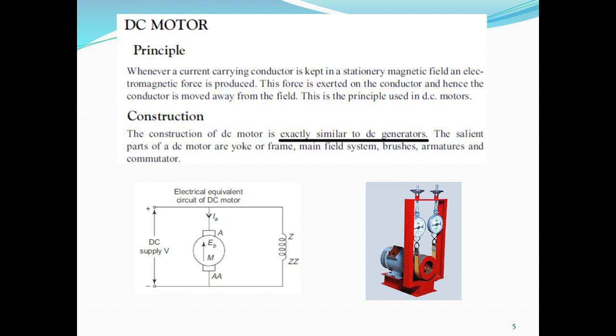Construction. The construction of a DC motor is exactly similar to that of a DC generator. The salient parts of a DC motor are yoke or frame, main field system, brushes, armature and commutator.